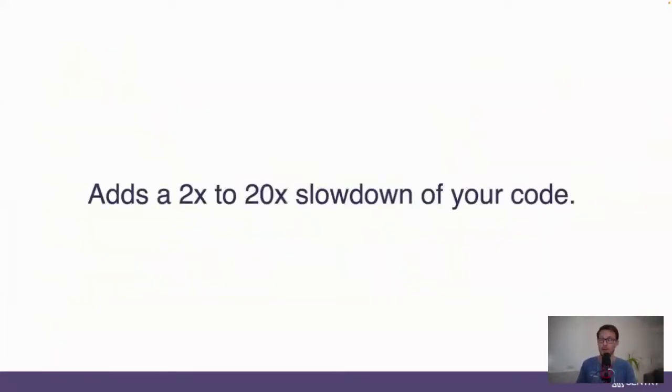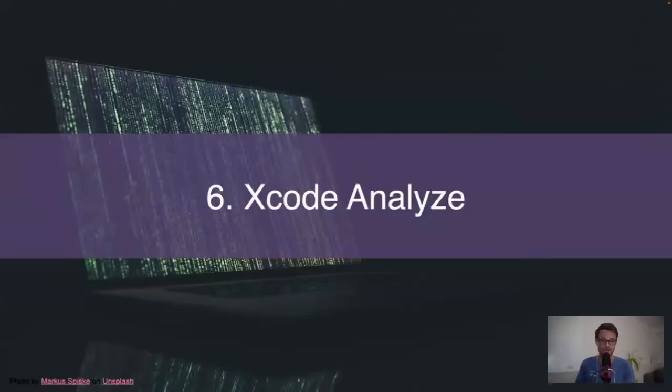Just worth mentioning that the Thread Sanitizer adds a big overhead to your code, so maybe it's not the best idea, if you have a test matrix running on different operating system versions, that you run this for every one, because it will drastically slow down your CI. Okay, that was Xcode Thread Sanitizer.